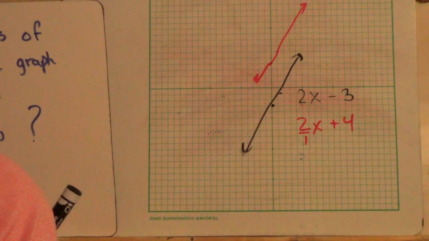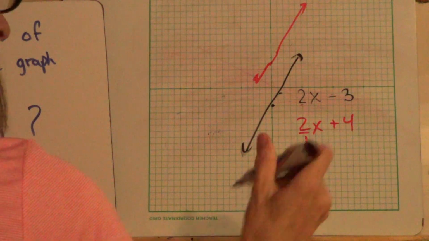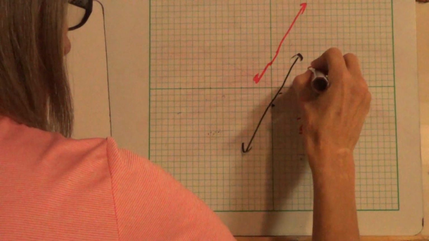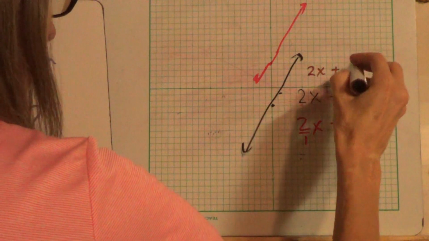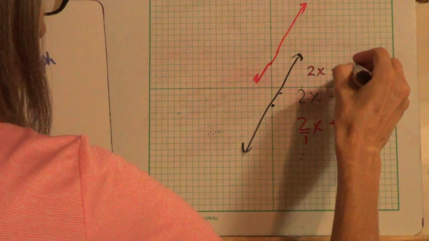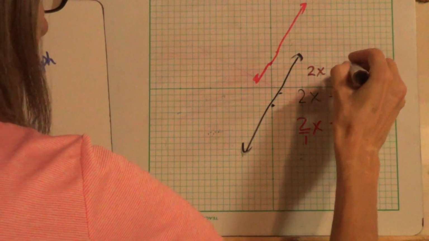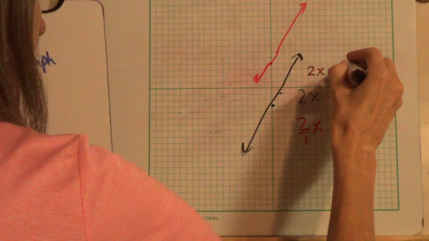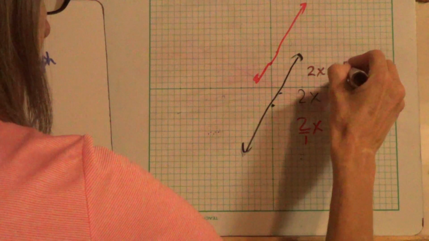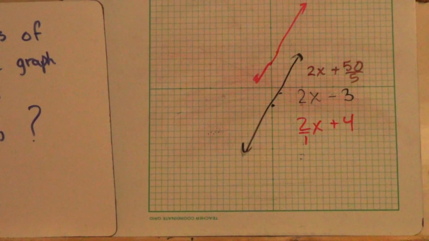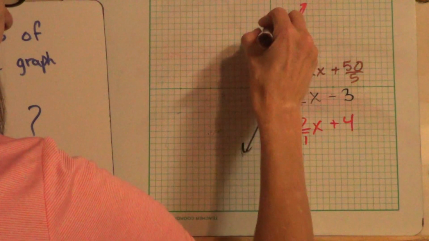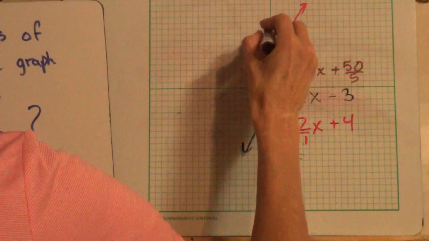And let's say that we do one more. Let's go 2x plus 50/5. Now if you divide that 50/5, 5 will go into 50 10 times, so you're up here at 10. Now you just rise the 2x.